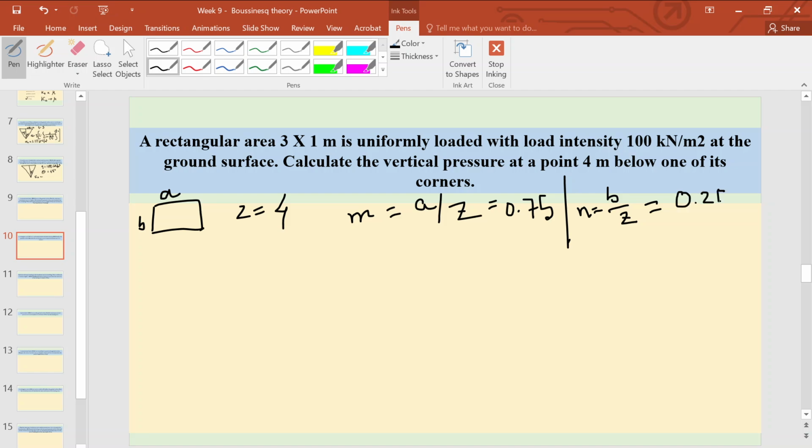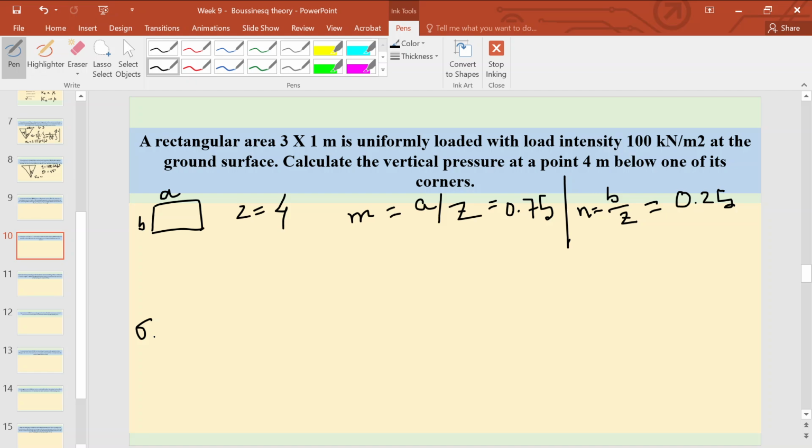So once you get the values of m and n, you can find the value at the corner using a single formula which is very long and quite difficult to remember. But since you have solved it using the equivalent load formula, you are just converting the entire UDL into a point load at the center, isn't it? Like 100 kilonewton per meter square becomes 300 kilonewton, right? And you are placing the entire thing in the Boussinesq equation, isn't it?